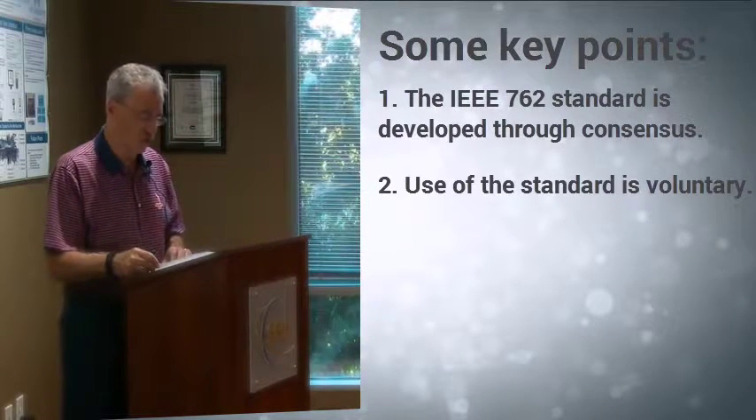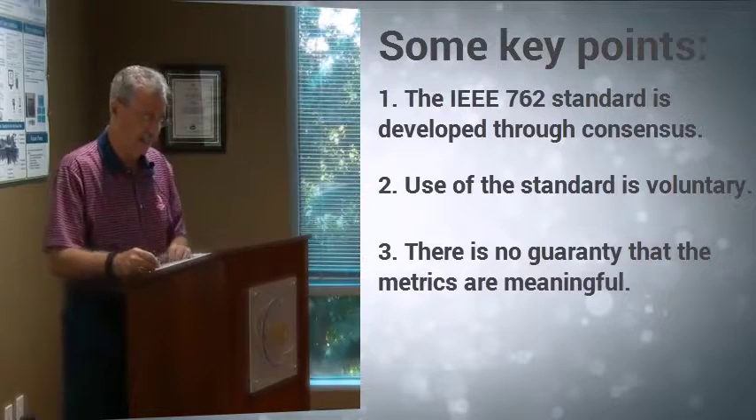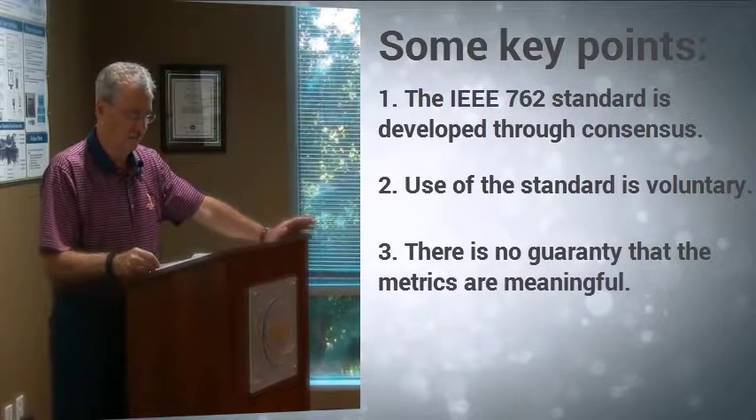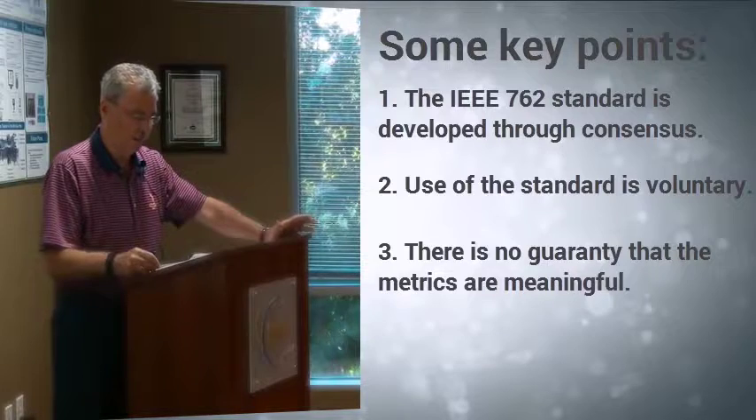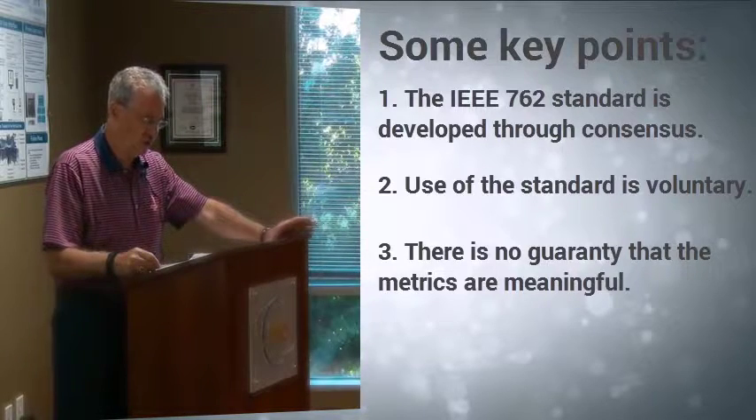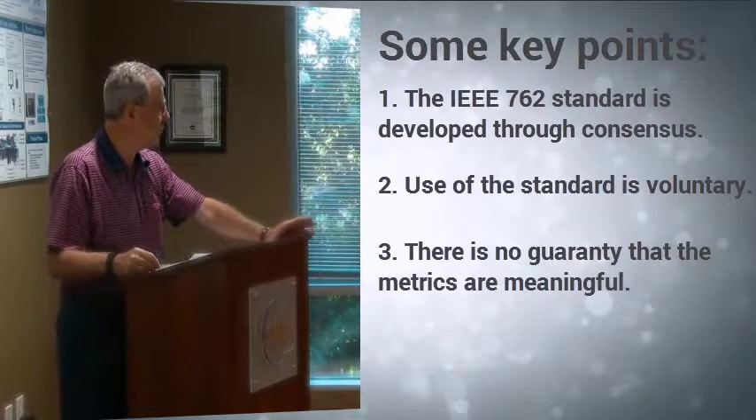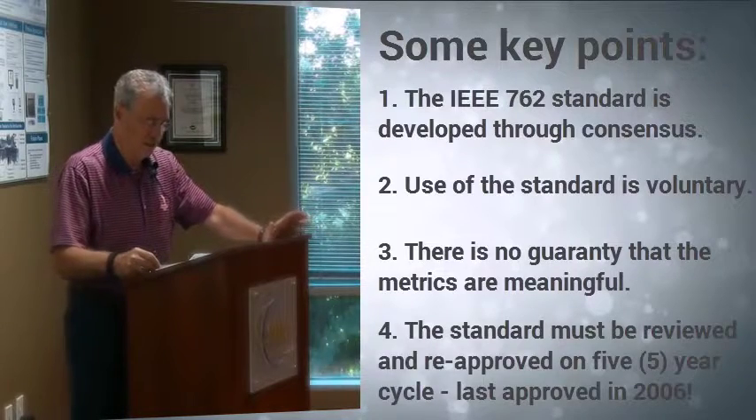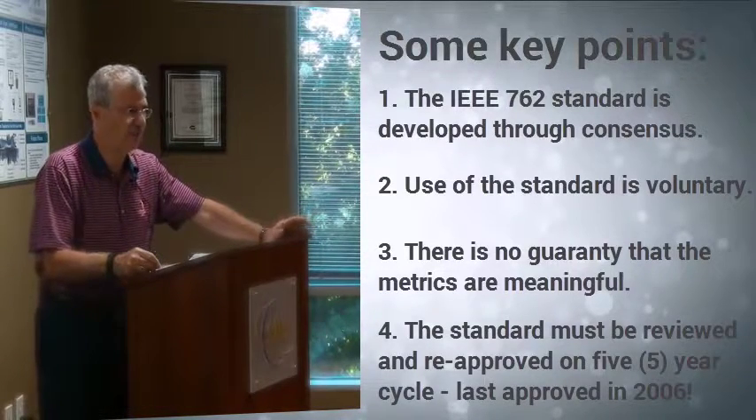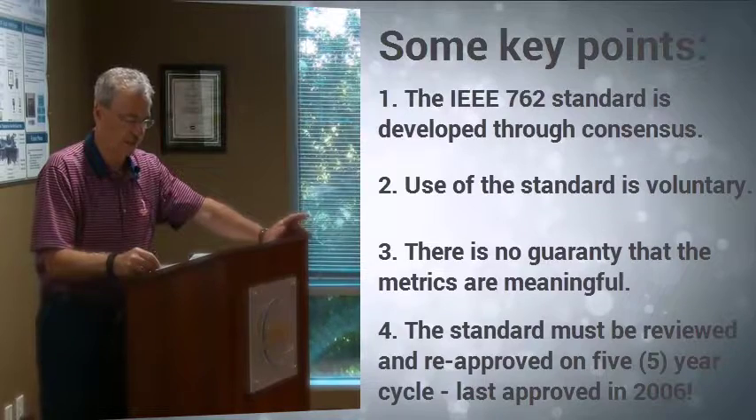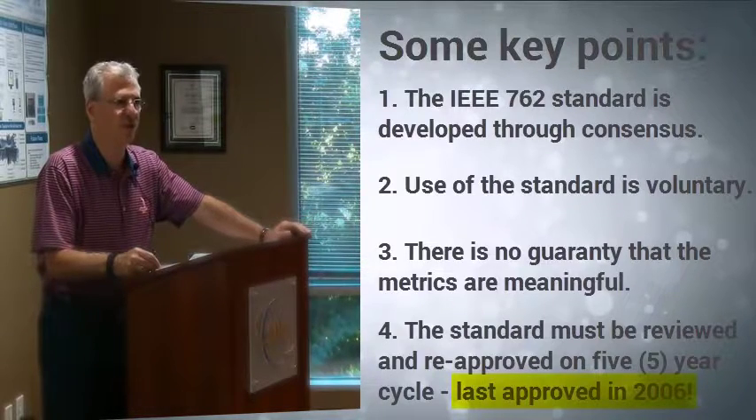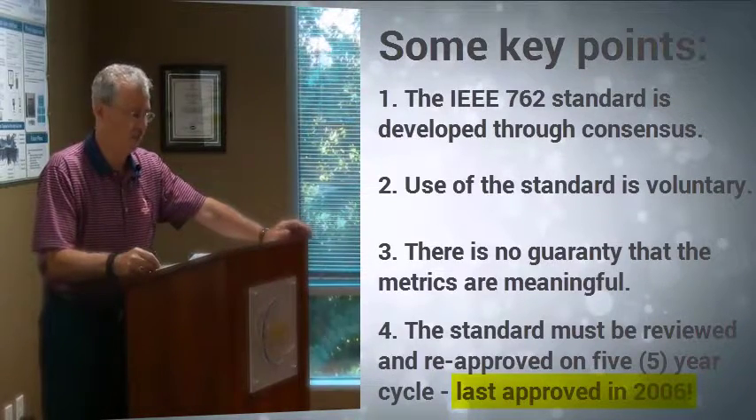The third is there's no warranty or guarantee that the metrics are measurable. Merchantability is based on value and use. And lastly, and more importantly, the standard must be reviewed and reapproved on a 5-year cycle. The last one that they approved was in 2006. The review is long overdue.